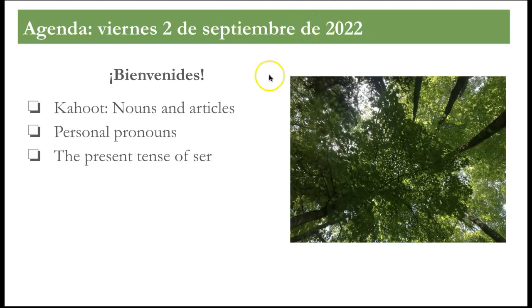So this is today's agenda. Here's what you have to do for today. So we have a Kahoot about nouns and articles. You will find this on As You Learn, under chapter 1.